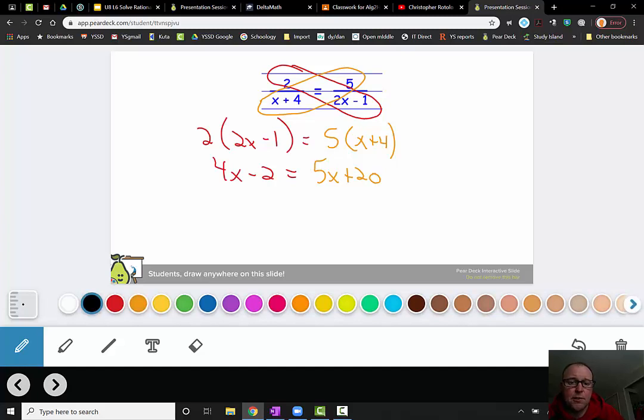And now we're ready to solve. So I'm going to subtract my 4x. So that's going to give me 1. While I'm doing that, I'm going to subtract 20. So x is negative 22.